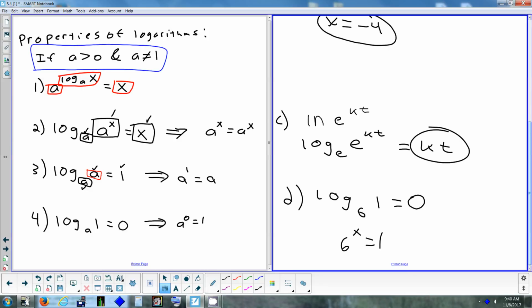Okay. Any questions on that? Okay, so just some simple properties that'll help you when you get certain expressions to simplify.